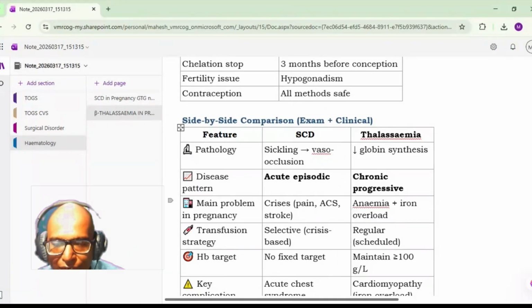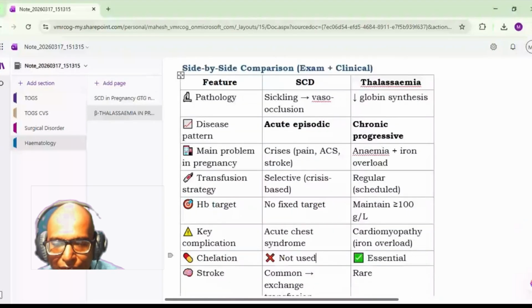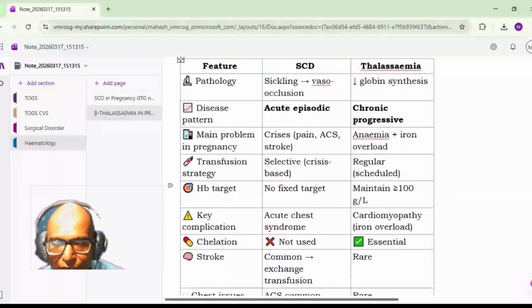In sickle cell disease, there are crisis, pain, acute chest syndrome, acute stroke, etc. While it is anemia and iron overload that is common in thalassemia. Transfusion is selective, crisis based. Okay, while here it is a regular and scheduled transfusion which is required. Hemoglobin target in sickle cell is not very specific. However, we need to maintain hemoglobin 10 gram per deciliter in thalassemia. So key complication is acute chest syndrome in sickle cell disease, while cardiomyopathy due to the iron overload, and that is one of the important cause of maternal mortality also in patients with thalassemia.